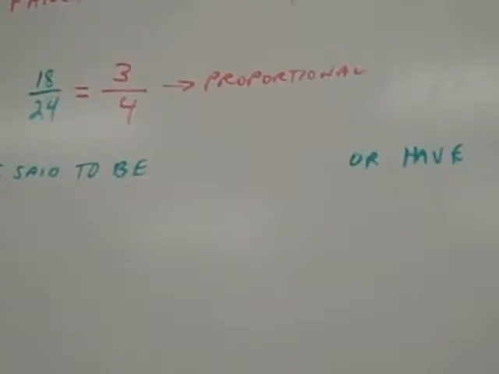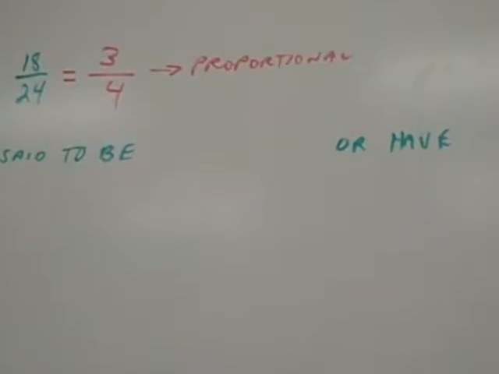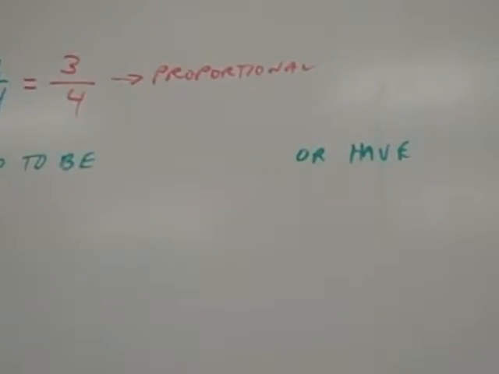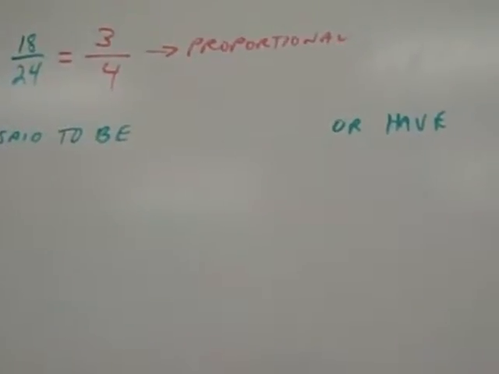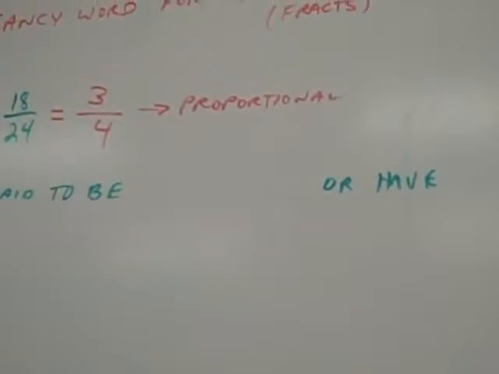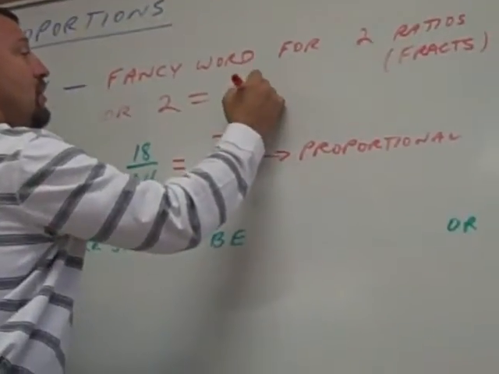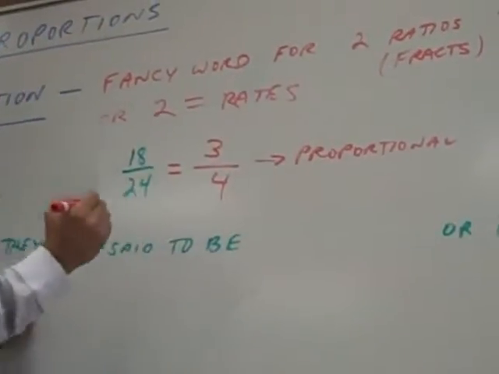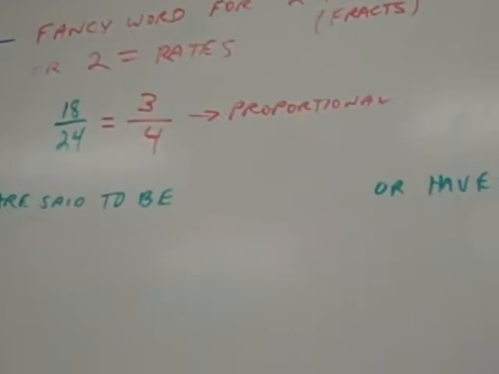So we've worked these before. When we did equivalent fractions, we were actually doing proportions. We just called it something different. Now, there are some proportions that technically are not equivalent fractions, and we're going to look at some of those. When we have two equal rates, they can be said to be proportional.